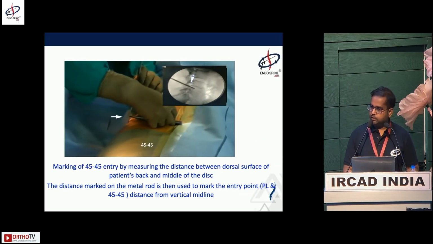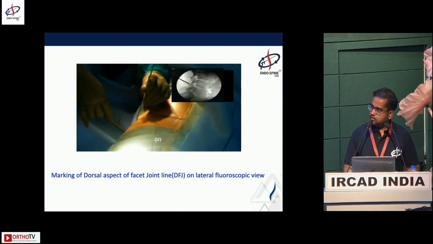Similarly, the second entry point is the 45-45 entry. Here the method is the same, the C-arm is in lateral position. Here the rod is reaching the midpoint of the vertebral border, and this distance of the rod is marked on the patient's back. So this is the second entry point, which is the 45-45 entry point. The third is the DFJ, or the dorsal of facet joint entry point. Here we have to place the rod on the dorsal aspect of the facet joint, and that point we have to mark on the patient's back. So this is pretty simple. The DFJ entry point is marked on the dorsum of the facet joint.